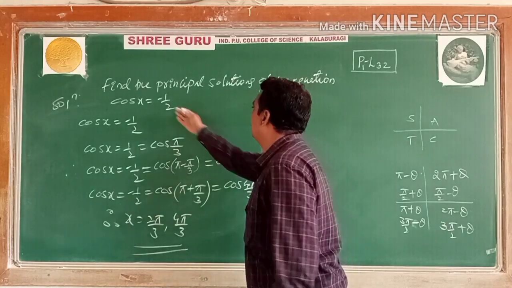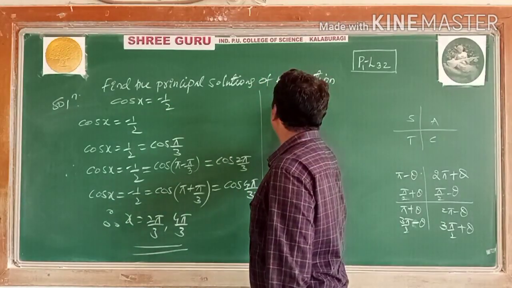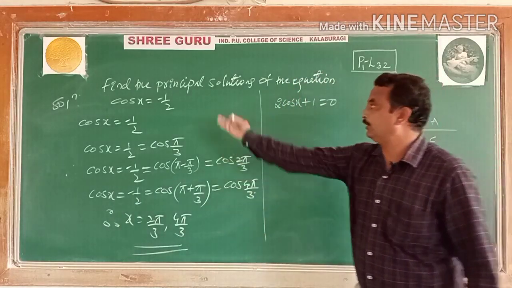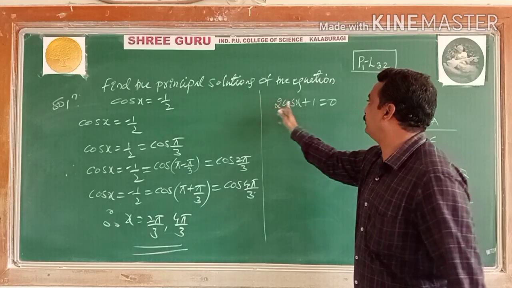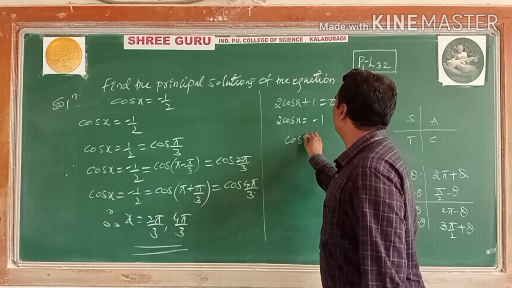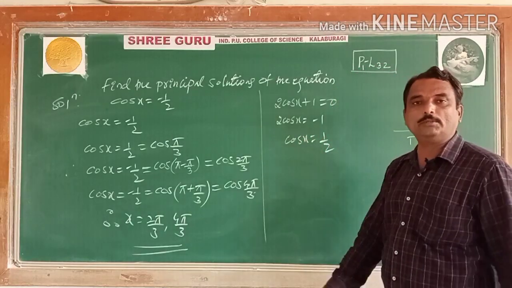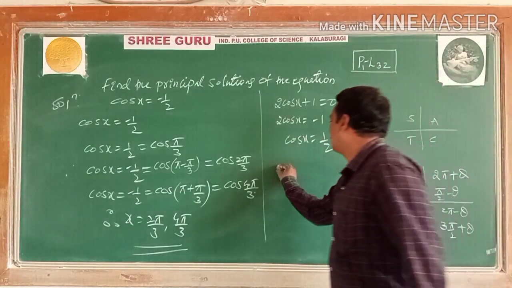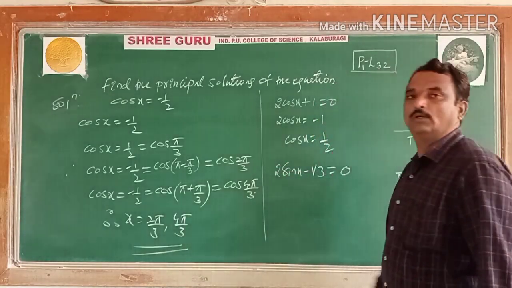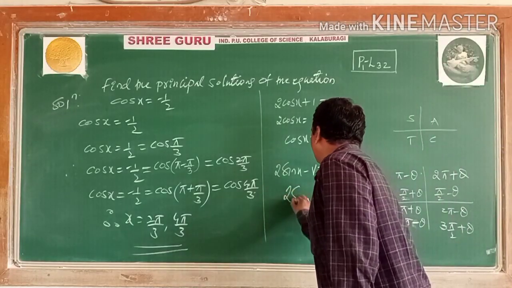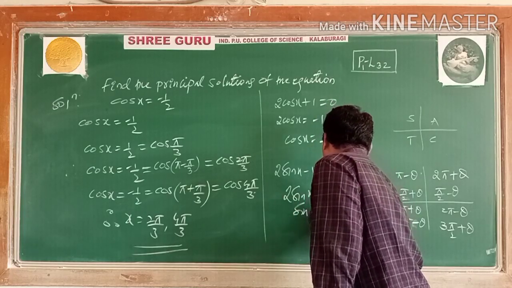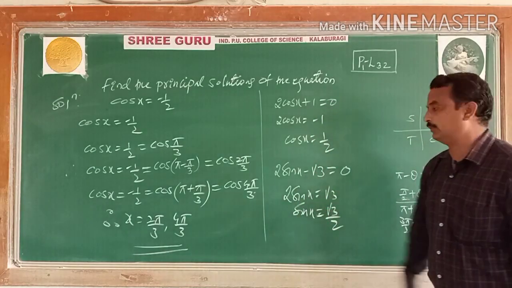See the students, the same equation he may give like that also: 2 cos x plus 1 equal to 0. 2 cos x equal to minus 1, cos x equal to minus 1 by 2. Like that also he may give. Let us see, 2 sin x minus root 3 equal to 0. 2 sin x equal to root 3, sin x equal to root 3 by 2. He may give like that also.